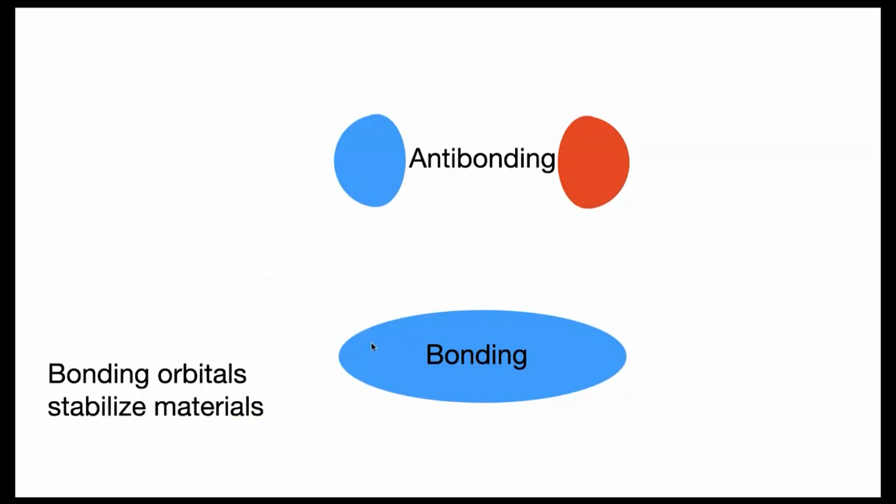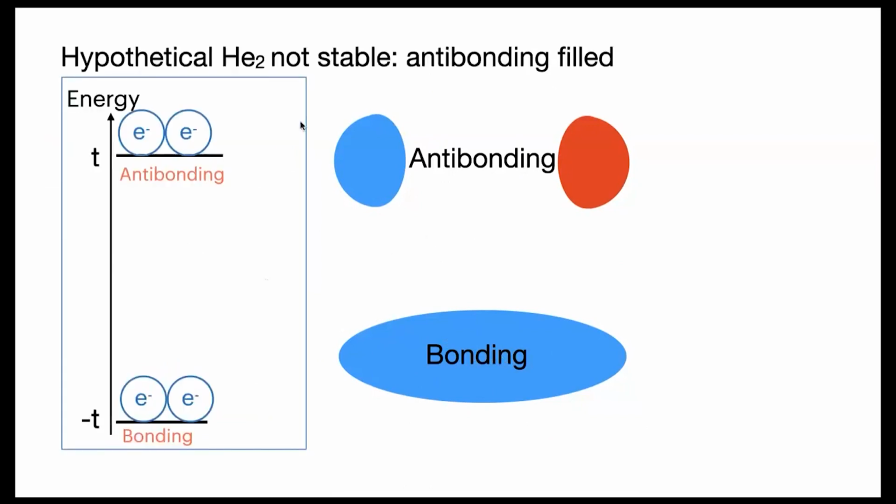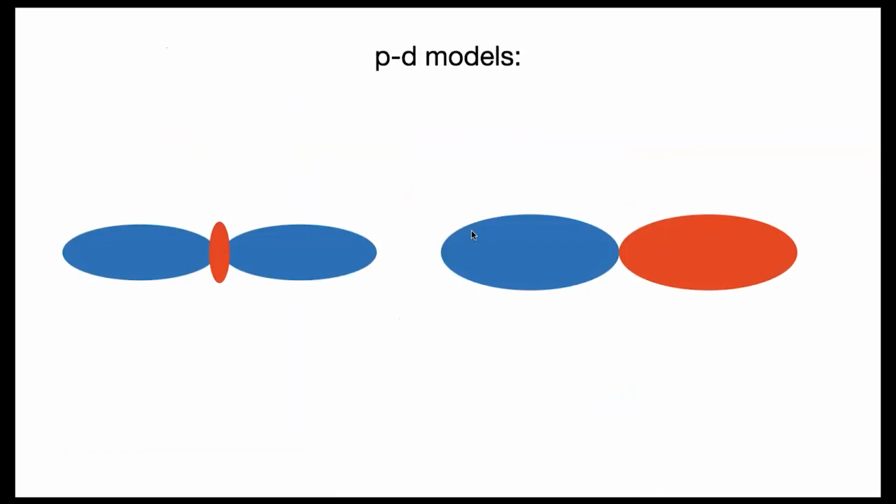Right, and one of the key reasons I'm going through this is because I want to explain what bonding and antibonding orbitals are and why they're important. Okay, so as I was showing you, helium is not stable. The antibonding would be filled, positive energy. And again, this is something important in materials design.